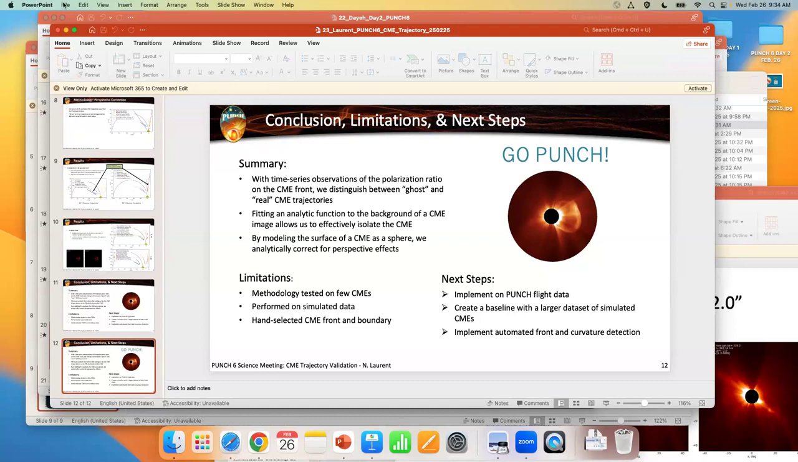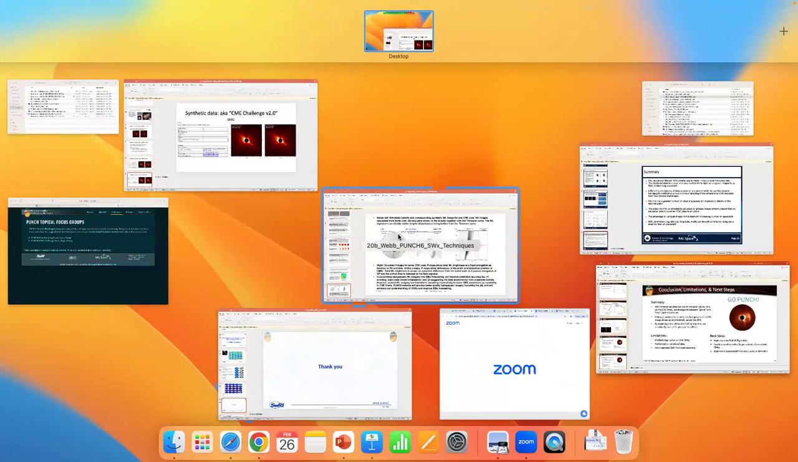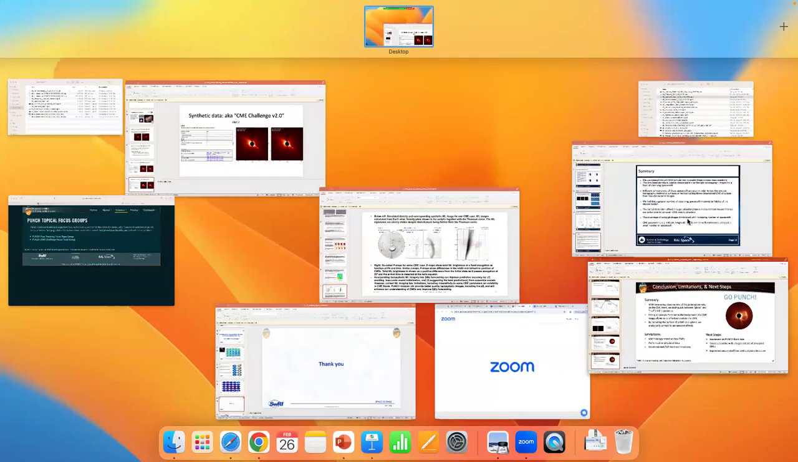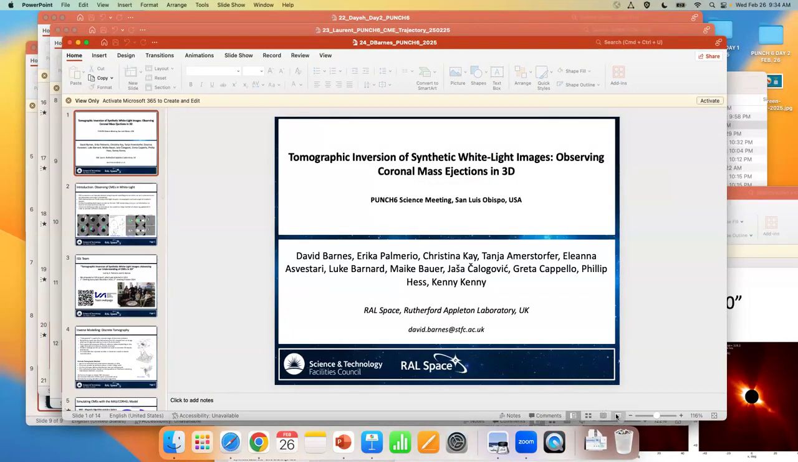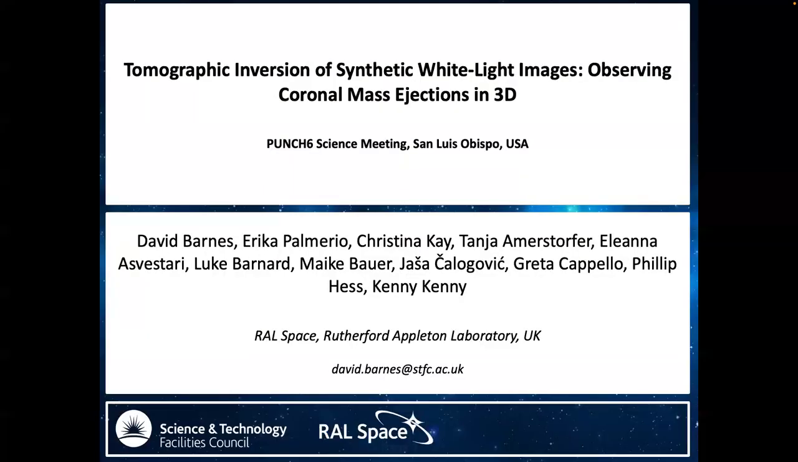All right, thank you. Very cool stuff. All right, so our final talk of this session is David Barnes, who's going to be talking to us about more synthetic CMEs.